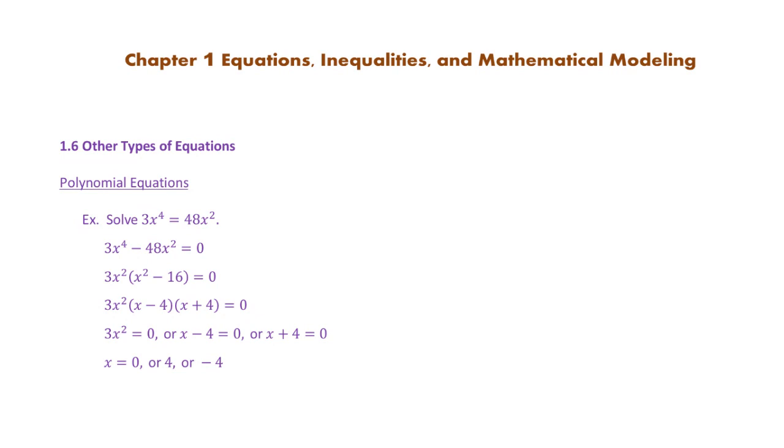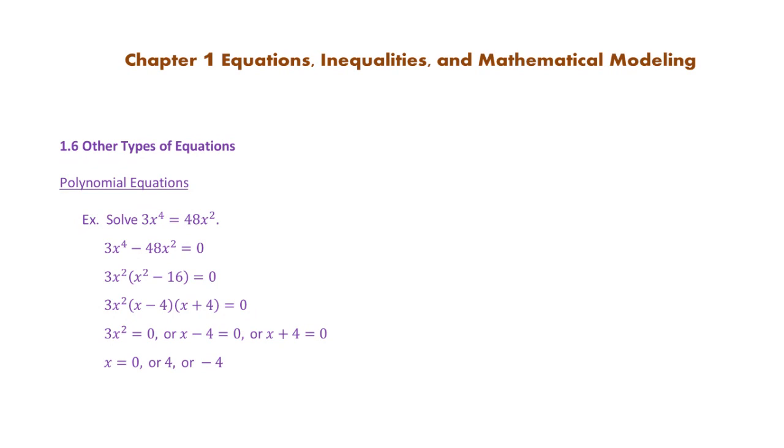Like in this example, we need to solve the equation 3x to the fourth equals 48x squared. One thing to keep in mind, be cautious: you do not want to cancel x squared in this problem. You should never cancel that in this kind of equation. What you do is put all the terms on the left side first, so that becomes 3x to the fourth minus 48x squared. Then you can factor the left-hand side.